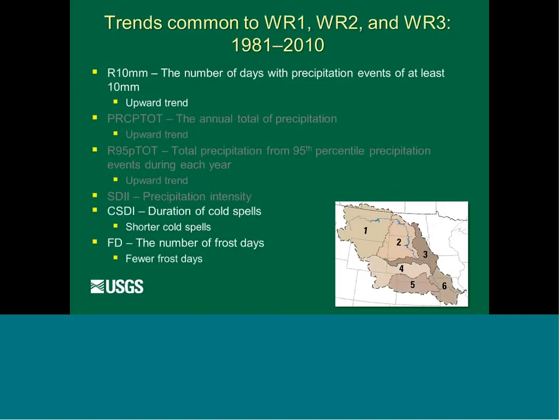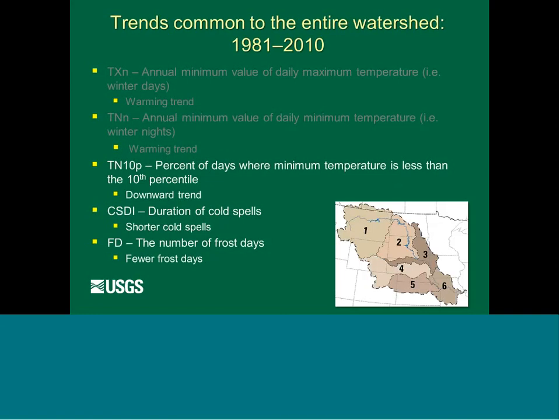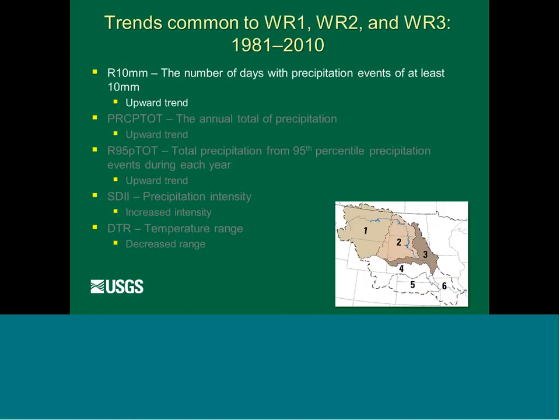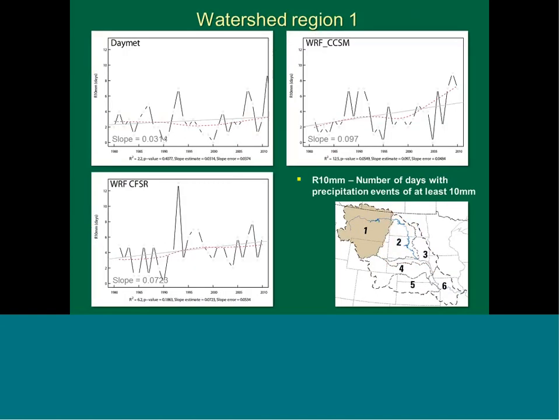One of the things that I want to note, though, is that these are all temperature trends that are common to the entire watershed. The only place that you see precip trends that are common is in Watershed Regions 1, 2, and 3. So we're going to look at those now. The R10mm, that's the number of days of precip events of at least 10 millimeters. Think fairly heavy precipitation events going on. So we've got an upward trend going on in these 3 watershed regions.